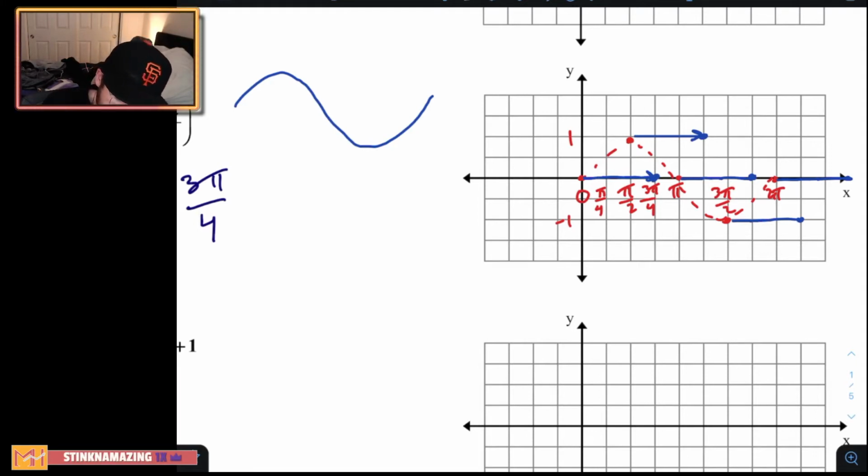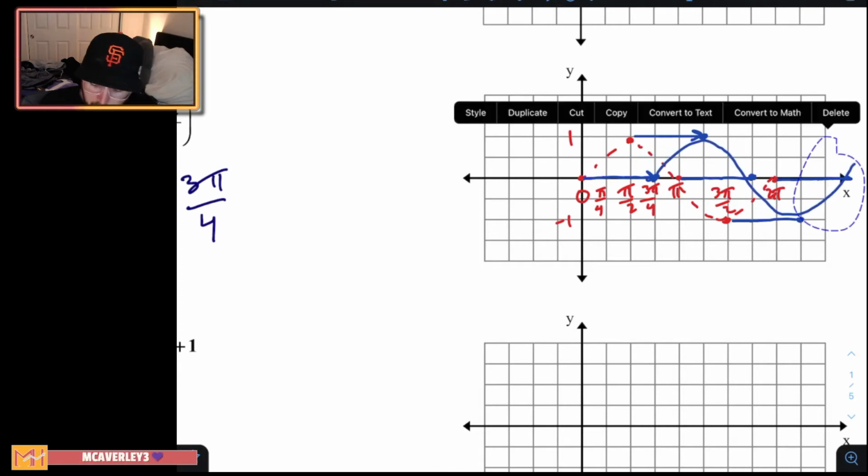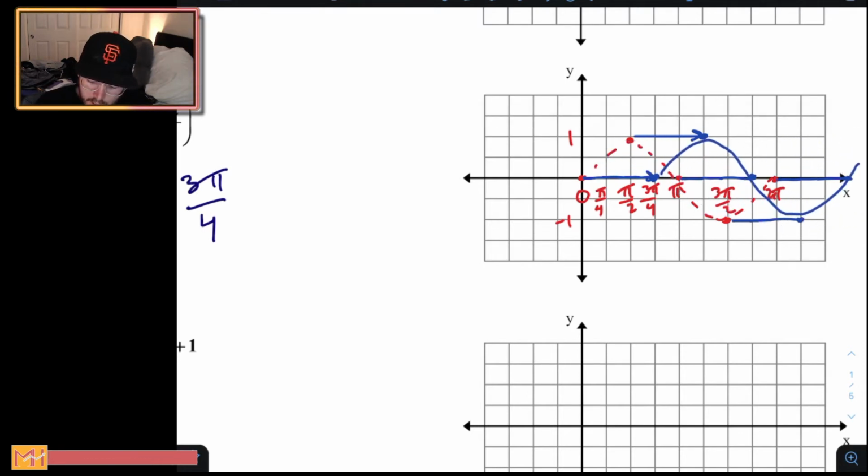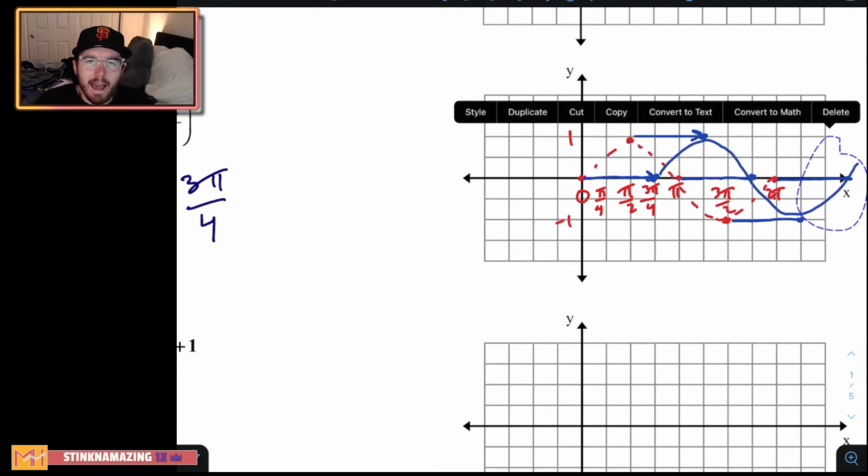So now, because it shifted, it's going over. You see that? It's shifting over pi over 4, 2 pi over 4, 3 pi over 4. You see that? It's kind of cool, right? That's the shift that is occurring when we subtract the 3 pi over 4.